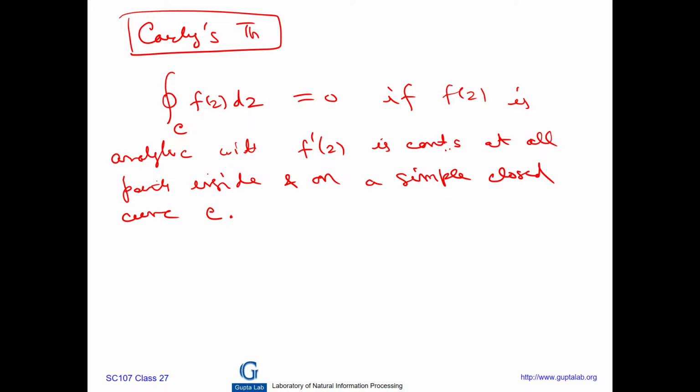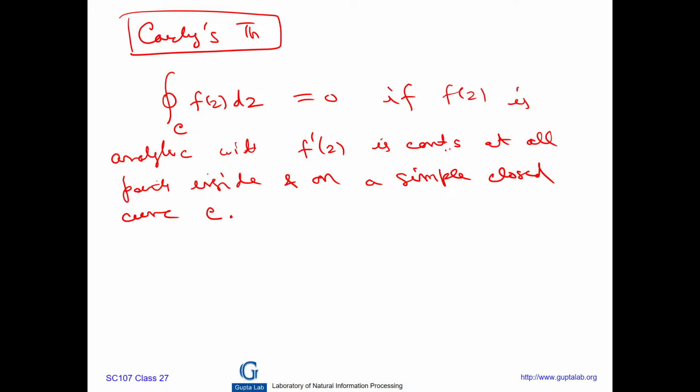So initially Cauchy was able to prove this: f of z should be analytic, this condition should hold. Second, the derivative should be continuous inside and on a simple closed curve C. Take any simple closed curve C, it could be a circle or some other curve, right? Then this integral is 0. Later on another mathematician removed this condition that the derivative should be continuous. He showed that even if only f of z is analytic, it is fine. Then also this result holds. So the proof was modified, right?